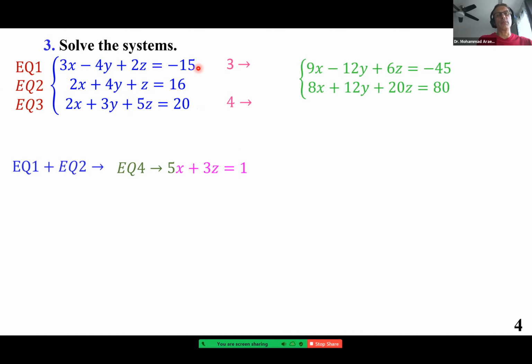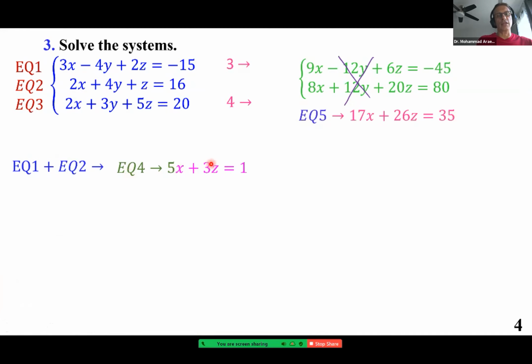When you multiply this one by 3, you get 9x minus 12y plus 6 equals -45. And you multiply this one by 4, you get 8x plus 12y plus 20z equals 18. Notice these two cancel each other. So add up these two, add up these two, add up these two, and it results in an equation. I'm going to call it equation number 5, 17x plus 26z equals 35.